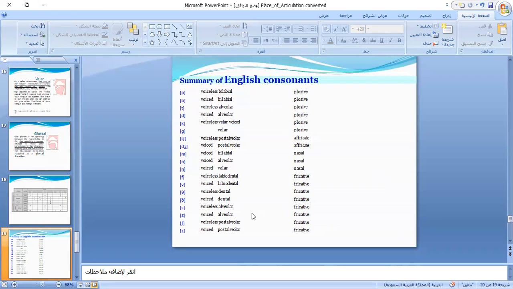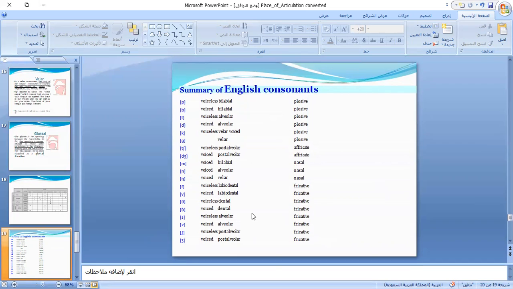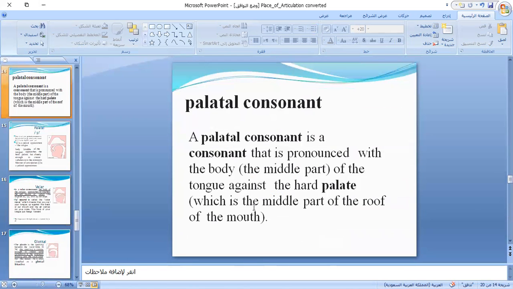For next time, you have to draw the chart of the sounds and classify them by place of articulation, manner of articulation, voiced and voiceless. Okay, please do your best because these are the basic points of sound production, the basic points of phonetics. Thank you very much.